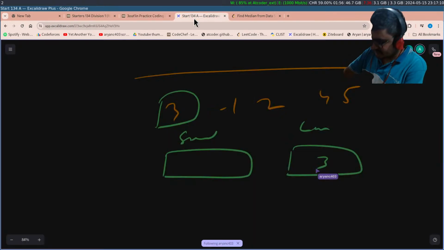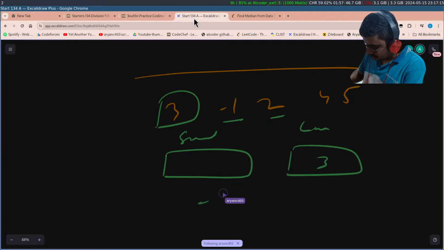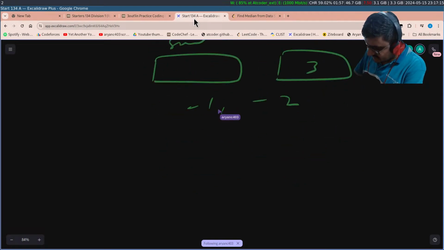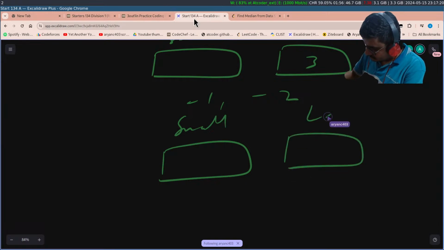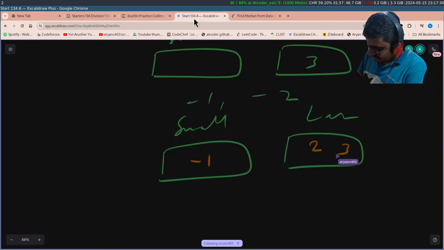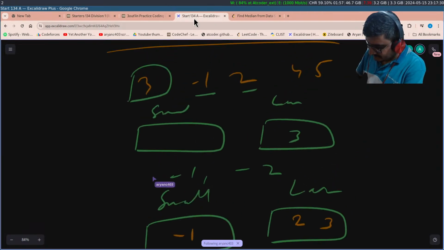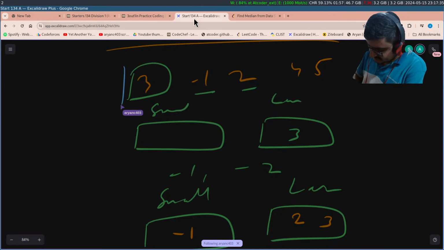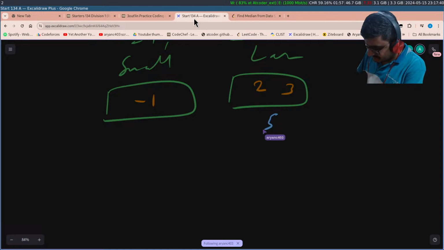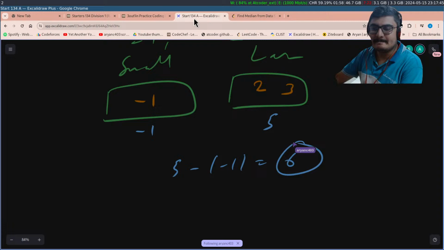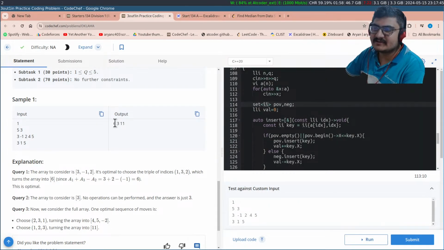Now we have two more values, -1 and 2. And you will notice that the updated value looks like this. We need one value in the smaller set, which can be -1, and we need two values in the larger set, which would be 2 and 3, when we are taking these three elements. You can notice the sum of these elements is 5, and the sum of these elements is -1. So overall our answer is 5 minus -1, which is 6. So the answer for this case is 6.